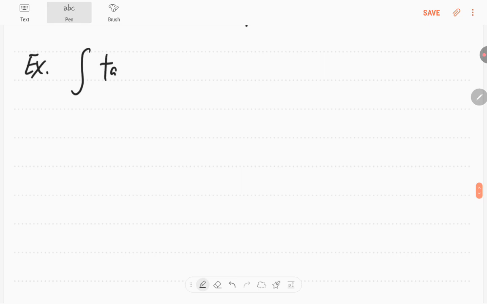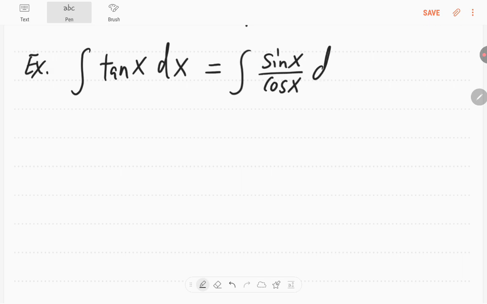Integral of tangent x dx. If you look at this one, it only has a single function. So we can think about changing this one a little bit. Tangent x is the sine over cosine x dx.